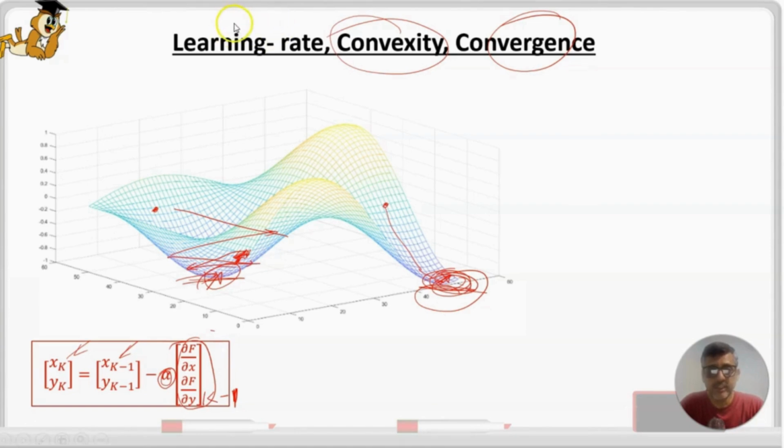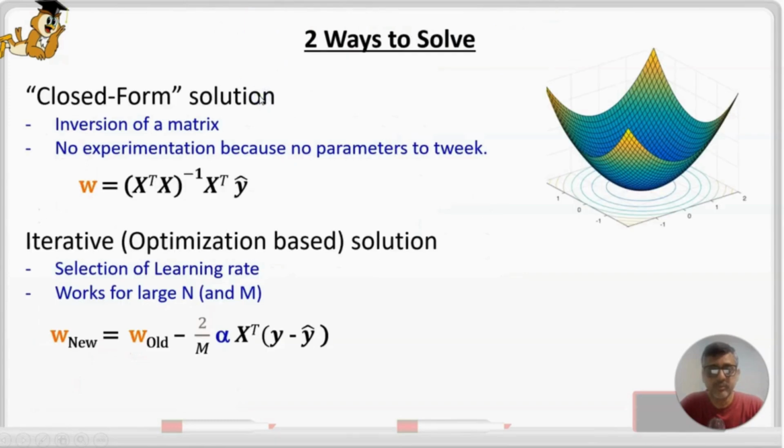Okay, let's move on. So what we dealt with here are two ways to solve the linear regression problem. A quick recap of what we did. The closed form solution looked like this.